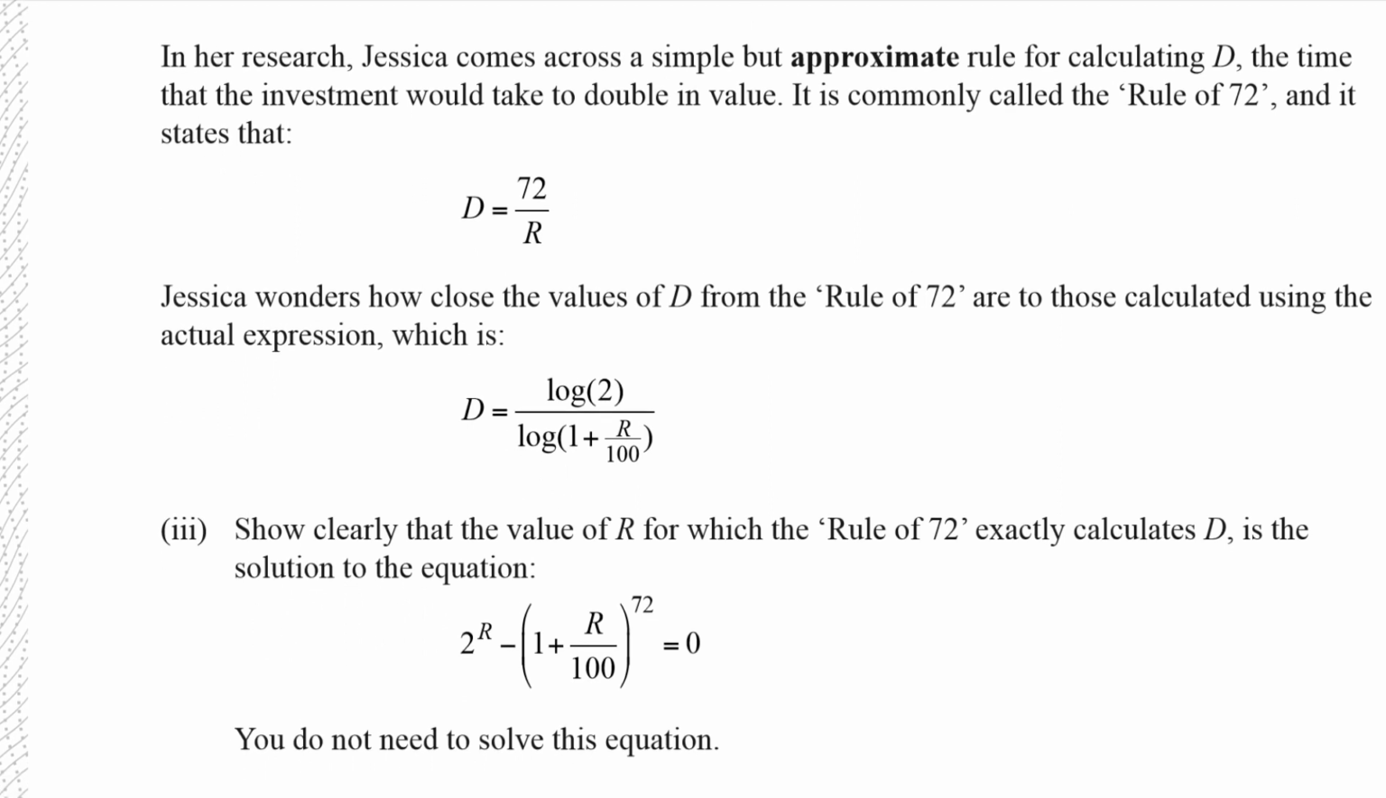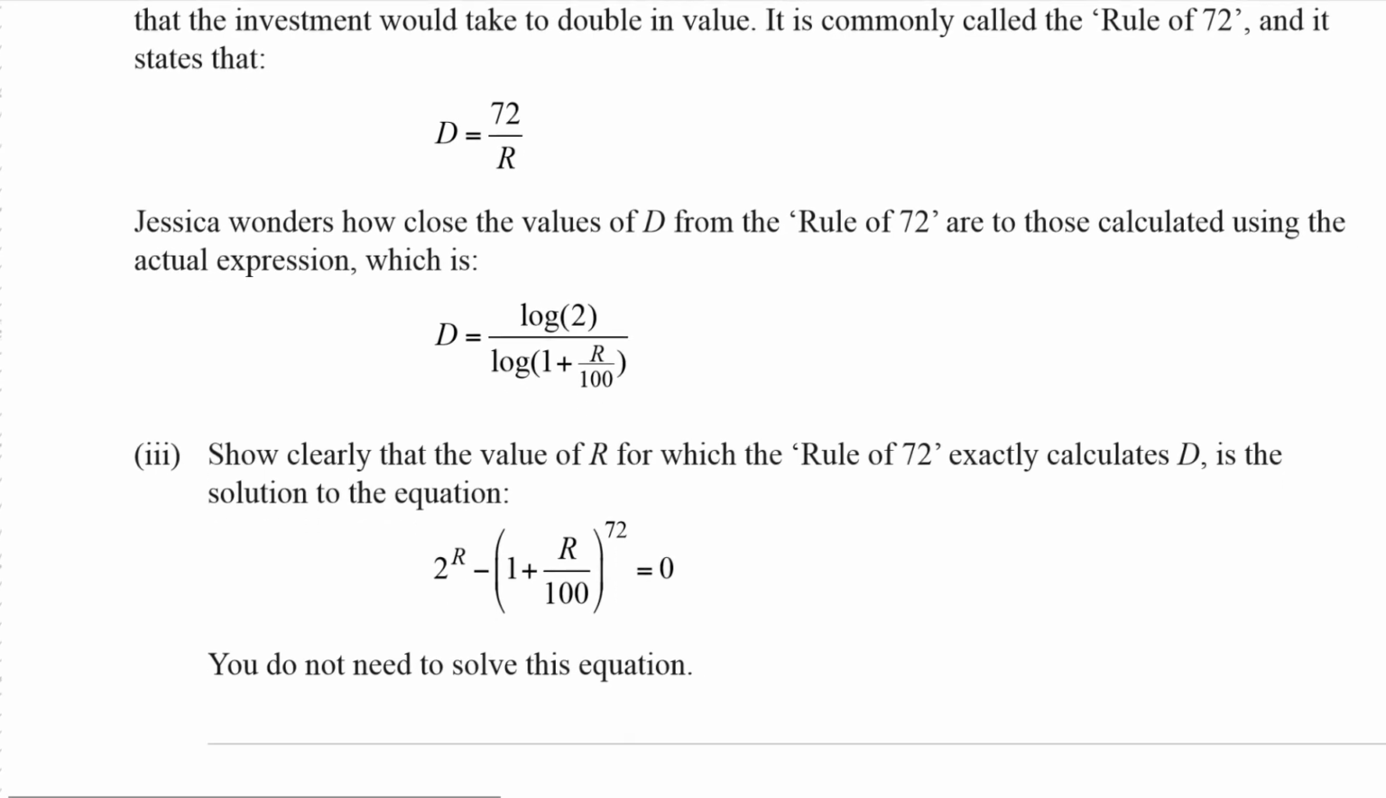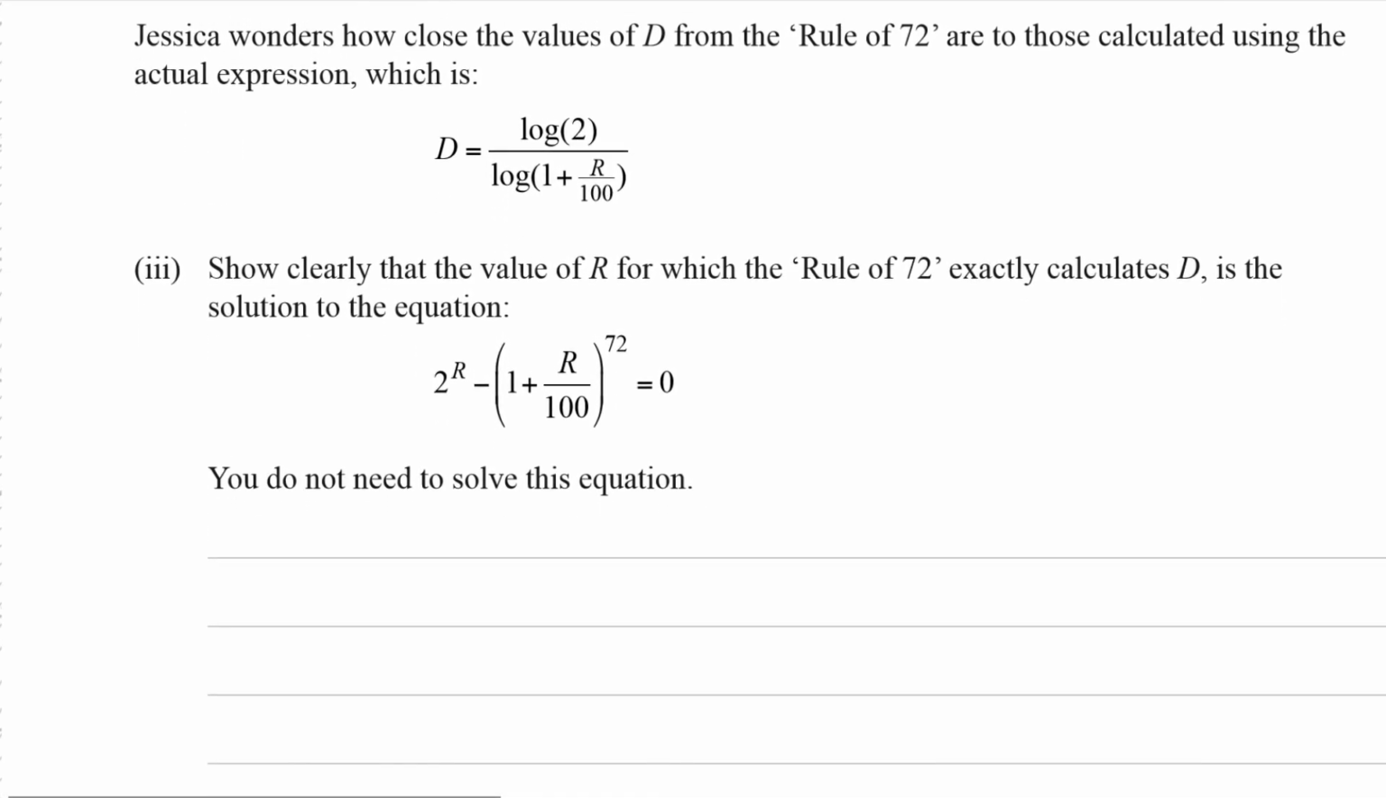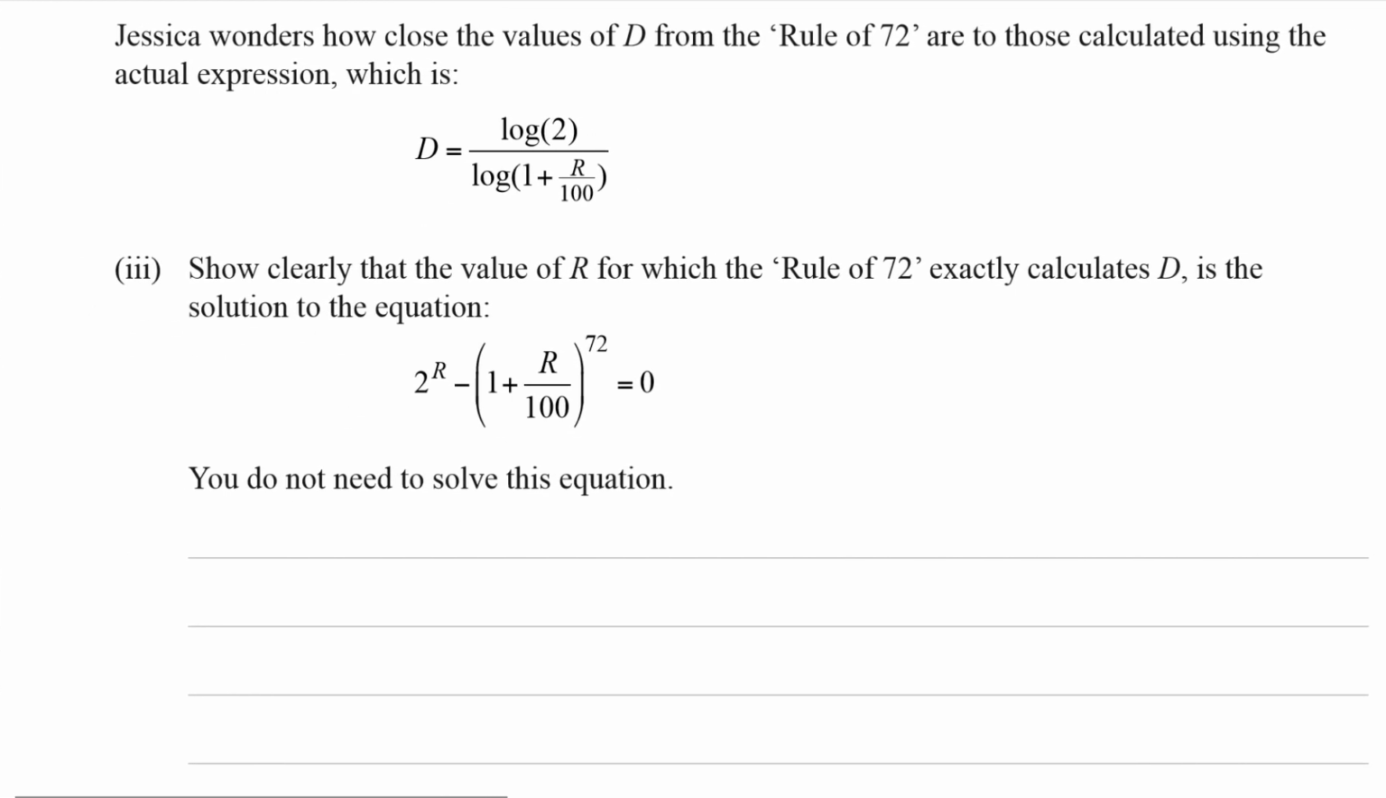Alright, now part 3. She's found an approximate rule, the rule of 72. And she wants to find out how close they are, the approximate rule and the more rigorous rule in the previous questions. So show clearly that the value of r for which the rule of 72 exactly calculates d is the solution to this equation.